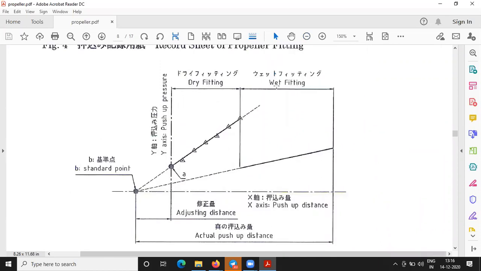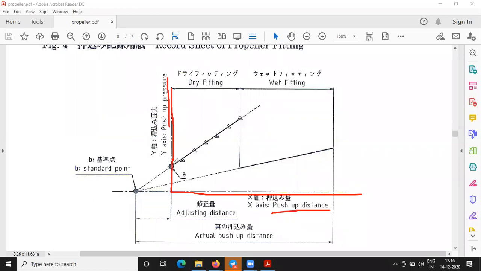dry fitting, wet fitting, both things involve this. It is only wet fitting we are studying today, so don't confuse this with dry fitting. Okay, what we are doing is now we have a reference mark. What is the y-axis? The push-up pressure. And we have the x-axis as the push-up distance.